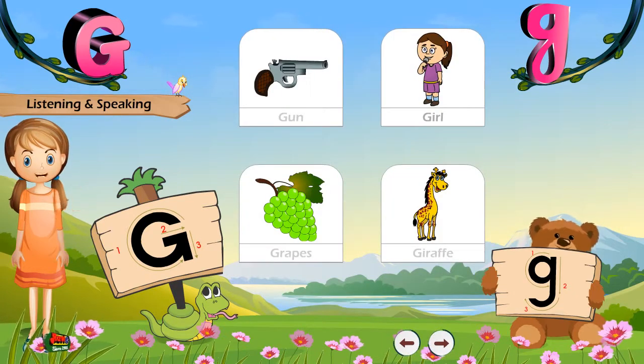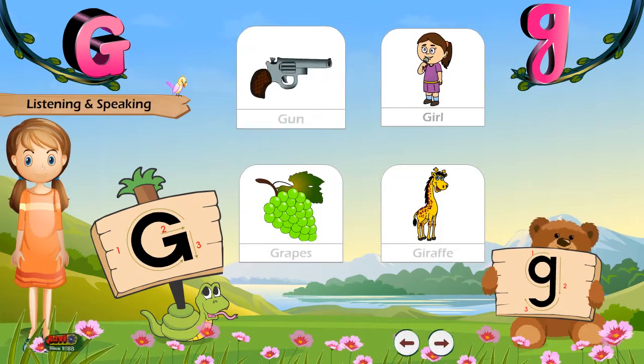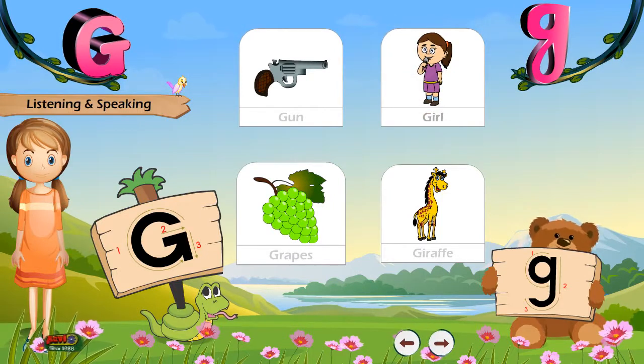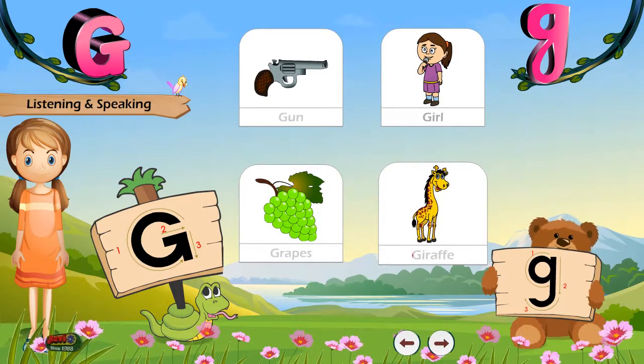Children, let's speak again. Gun. G, U, N. Gun. Girl. G, I, R, L. Girl. Grapes. G, R, A, P, E, S. Grapes. Giraffe. G, I, R, A, F, F, E. Giraffe.